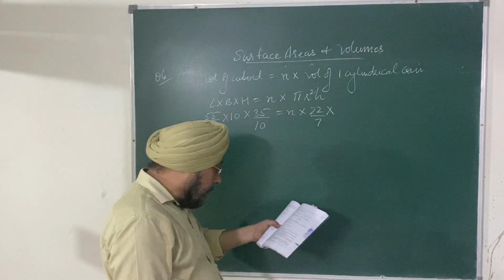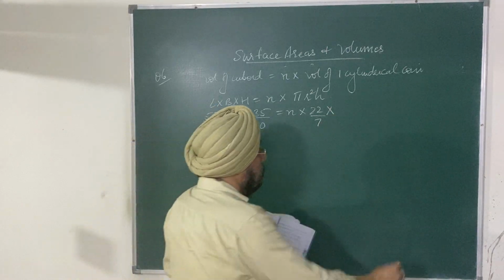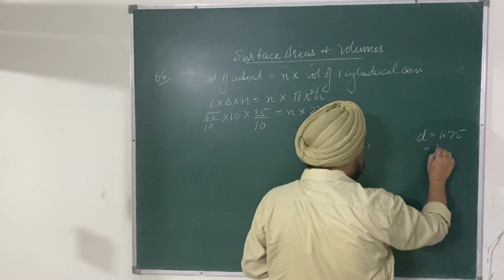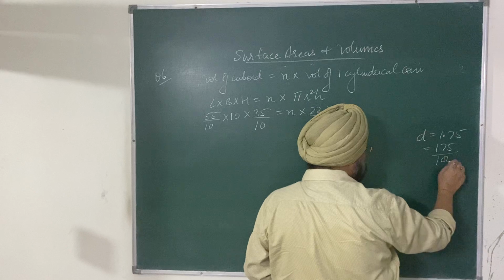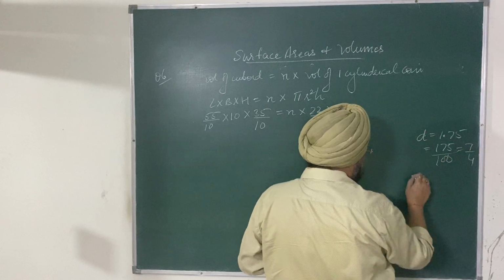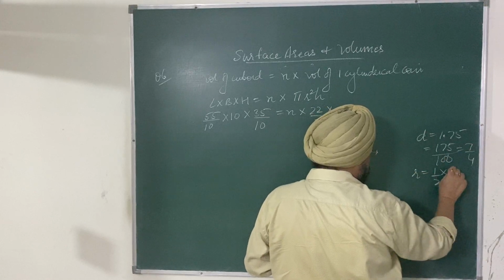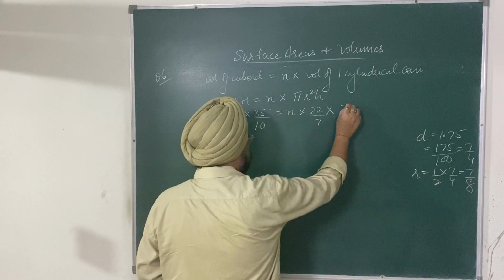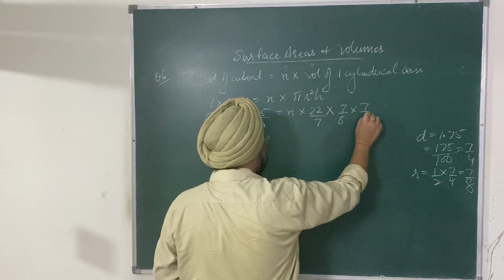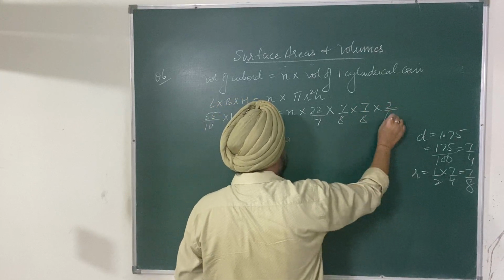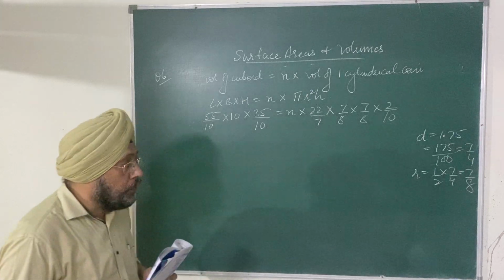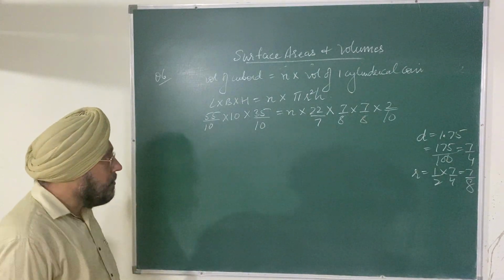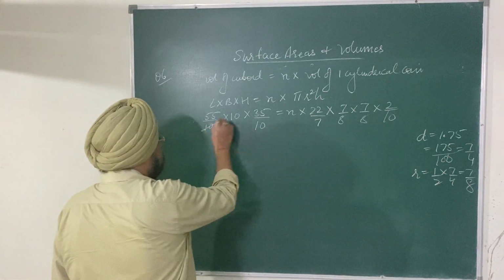So the radius of the coin is half of the diameter. Since diameter is 1.75, first of all just convert it to a fraction, reduce it, and then take half. So half of 7 by 4 should be taken as 7 by 8. So it means this r is given as 7 over 8, and the thickness of the coin, which means the height of the cylindrical coin, is given as 2 millimeter, which is equal to 2 by 10 centimeter. So let's calculate these values.